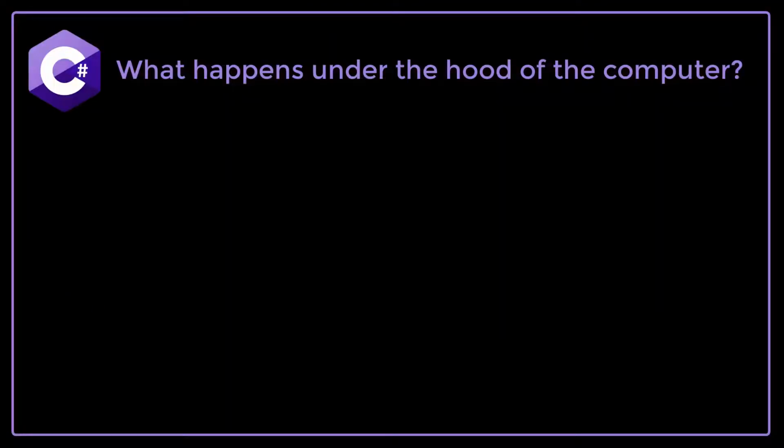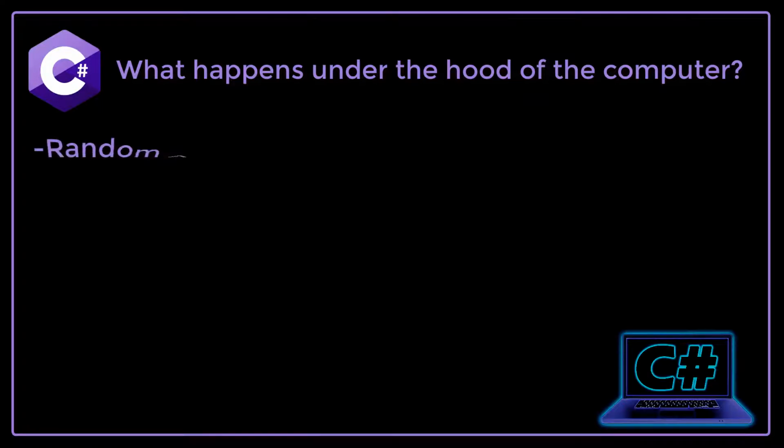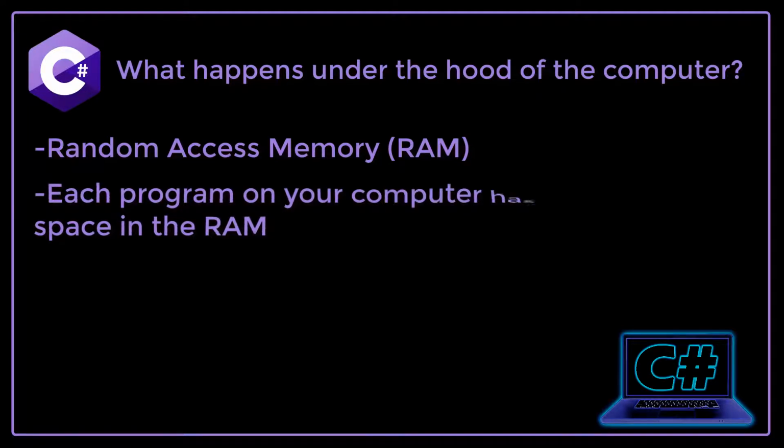In this lecture, we will learn about what happens under the hood of the computer when a program is run. There is an area of memory inside of the computer called random access memory, or RAM. All of the different programs on your computer have their own space in the RAM.